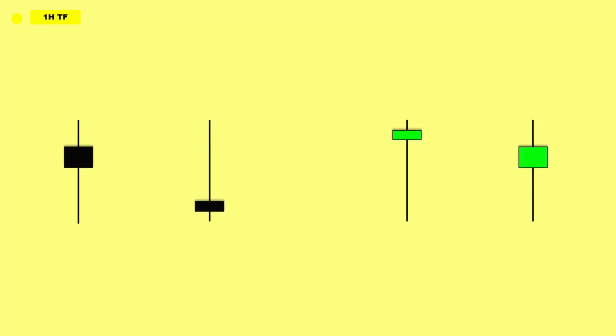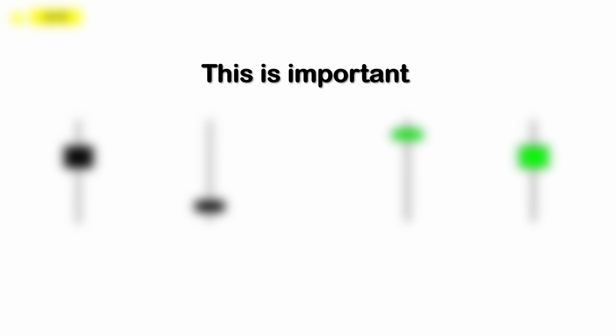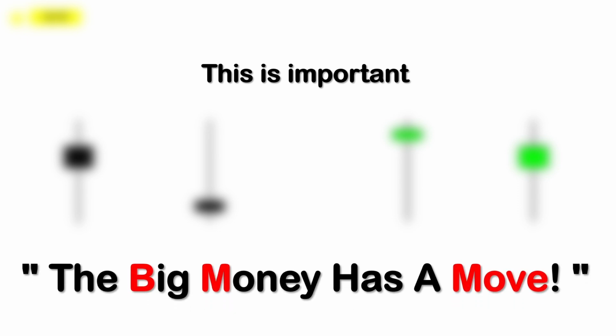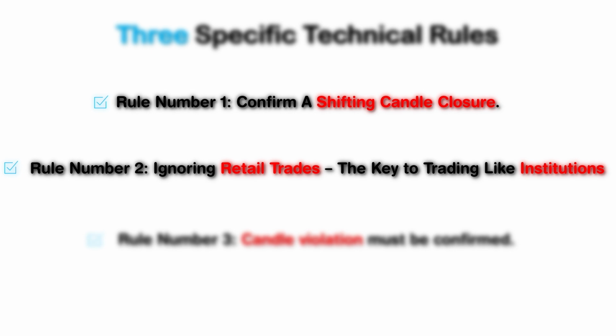These candles, shifting candle closures, are often the first sign that a bigger player than other big players is stepping into the market, and its orders will create the trends. This is important because recognizing these shifts can reveal that the big money has a move. Rule number 2, ignoring retail trades, the key to trading like institutions.